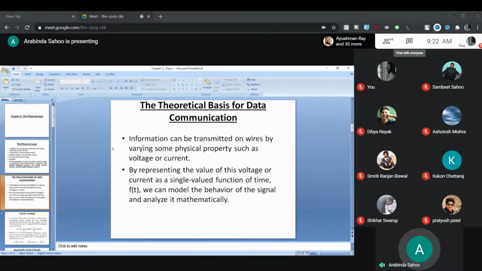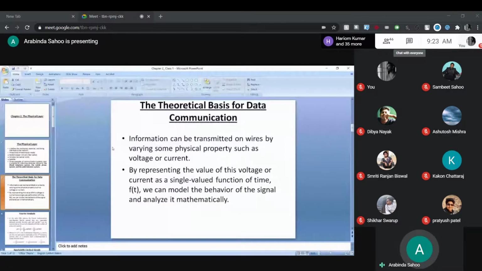From 0.1 to 0.2 millisecond, the amplitude of the signal is 5 volt. Again from 0.2 to 0.3 millisecond, the amplitude is 5 volt. So if you consider from 0 to 0.3 millisecond, the amplitude of the signal varies. It is either 1 volt or 5 volt, and this signal amplitude varies with respect to time.